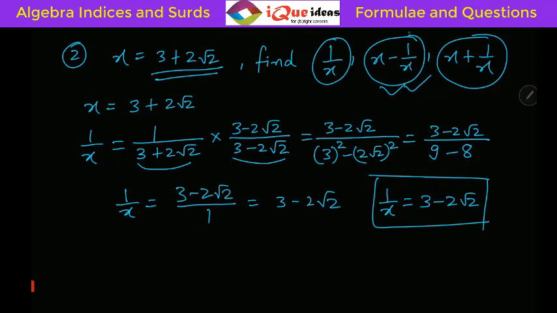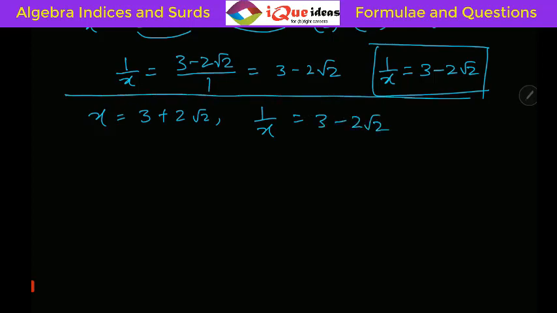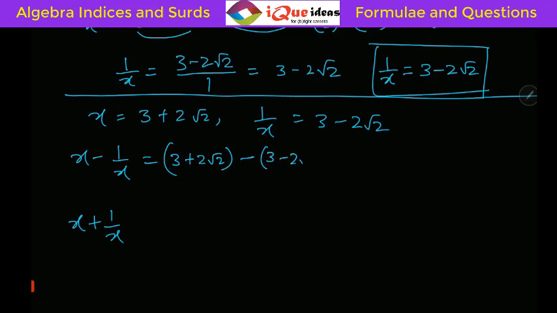How do we do it? We have to find x minus 1 by x and x plus 1 by x. Okay. So first I'll say that we have x equal to 3 plus 2 root 2 and we have 1 by x equal to 3 minus 2 root 2. Alright. And now from here we have to find x minus 1 by x and x plus 1 by x. Let's look at this. Now x minus 1 by x will be 3 plus 2 root 2 minus, in place of 1 by x, it will be 3 minus 2 root 2.